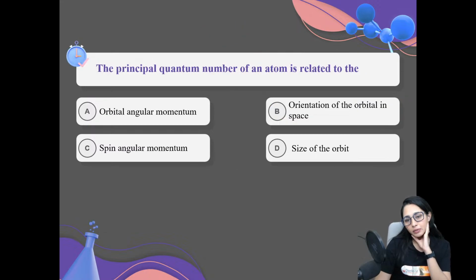The principal quantum number of an atom is related to the dash. Orbital angular momentum, orientation of the orbital in space, spin angular momentum, size of the orbit. It's not going to depend on the size of the orbit. We can eliminate that.